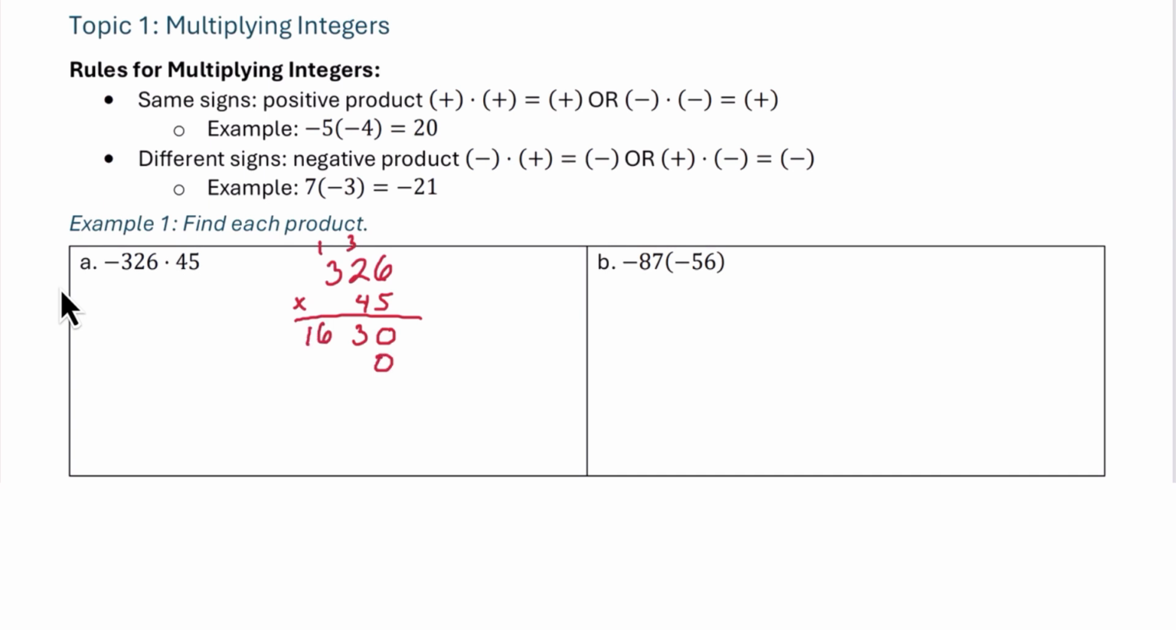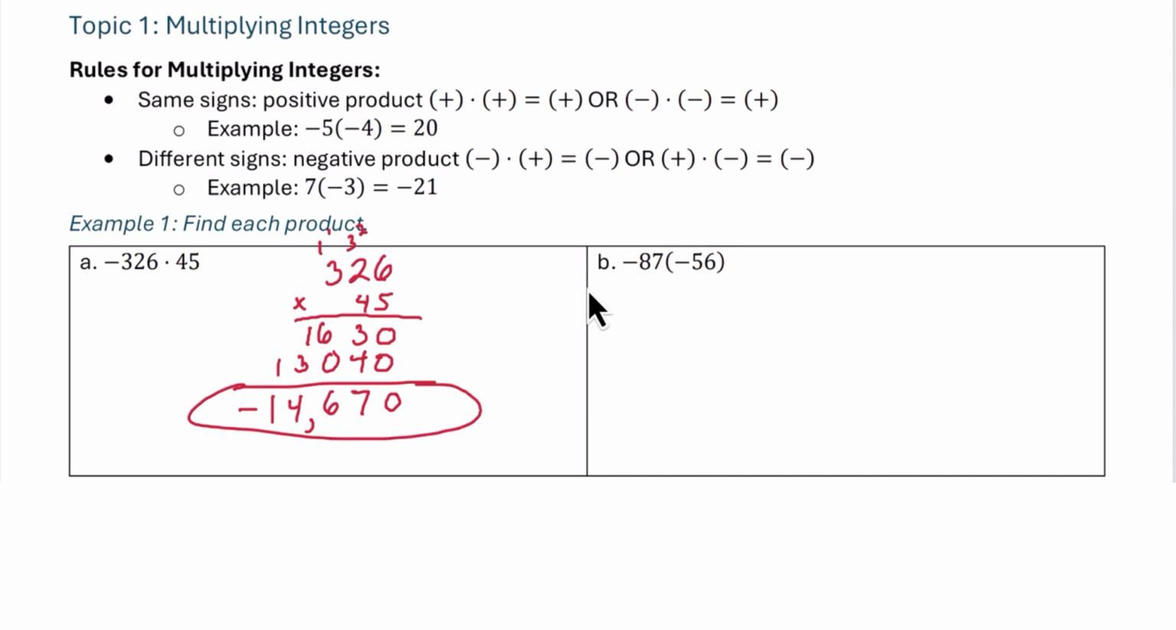4 times 6 is 24, carry the 2. 4 times 2 is 8, plus 2 is 10, carry the 1. 4 times 3 is 12, plus 1 is 13. Now we add the partial products. And we get 14,670. But we need to ask, is it positive or negative? Notice that we have a negative times a positive. If it's different signs, then the product is negative.